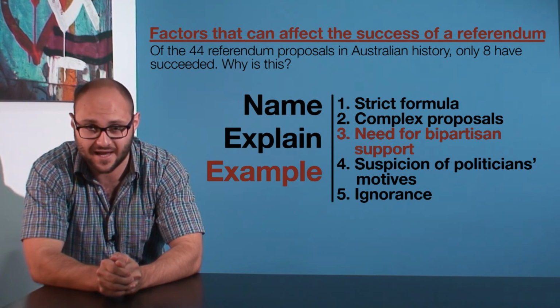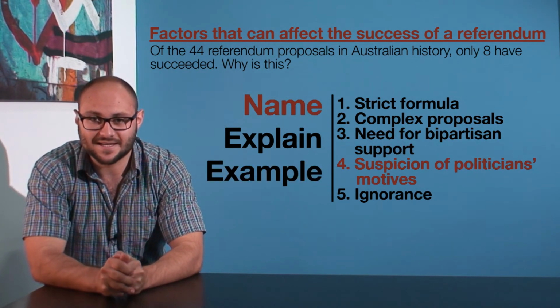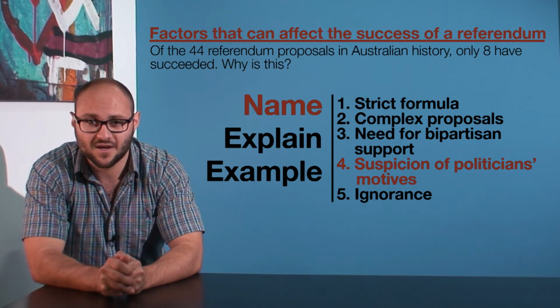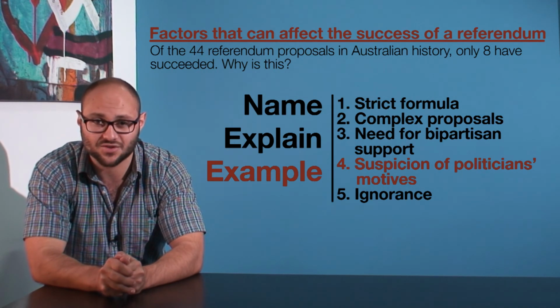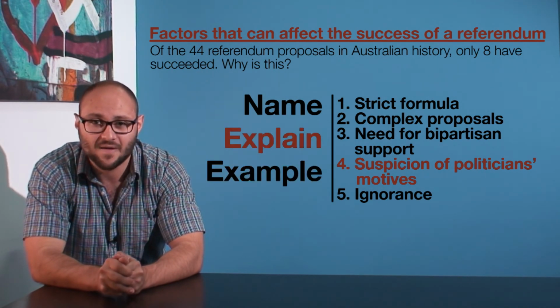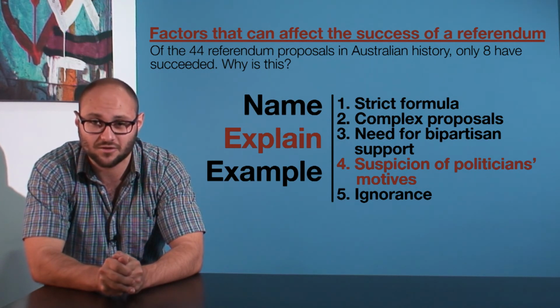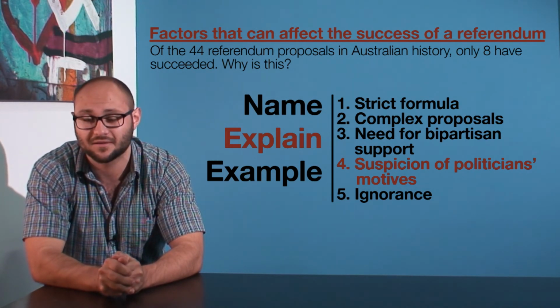The next reason is suspicion of politicians' motives. 4 successful referenda affected the division of lawmaking powers, with all of them giving federal parliament extra power at the expense of the states. This is one of the reasons why many people see referendum proposals as simply a grab for power by the federal parliament.